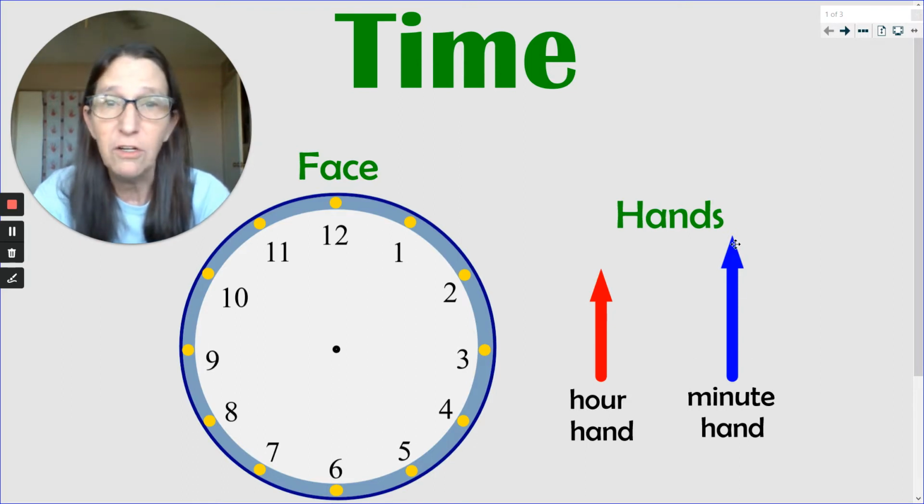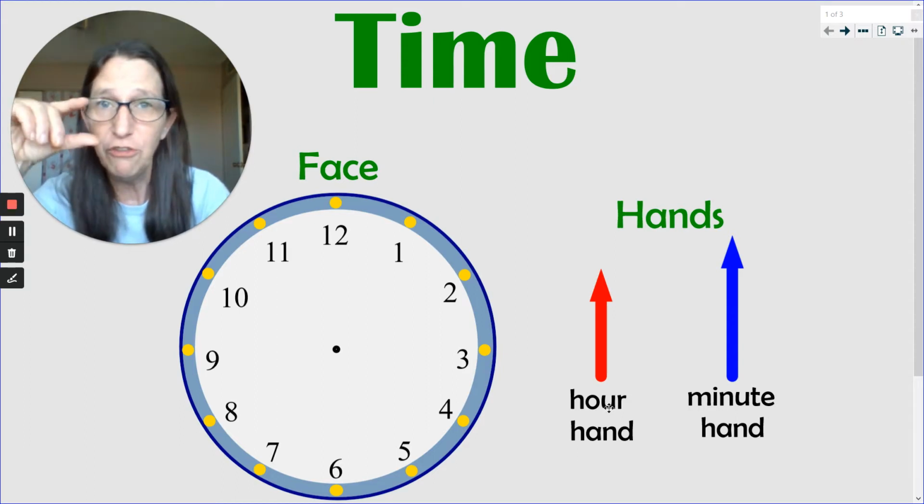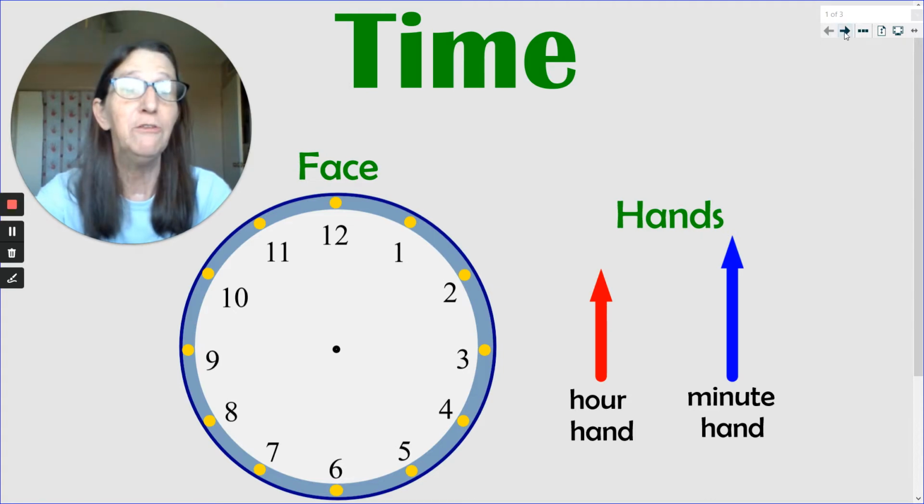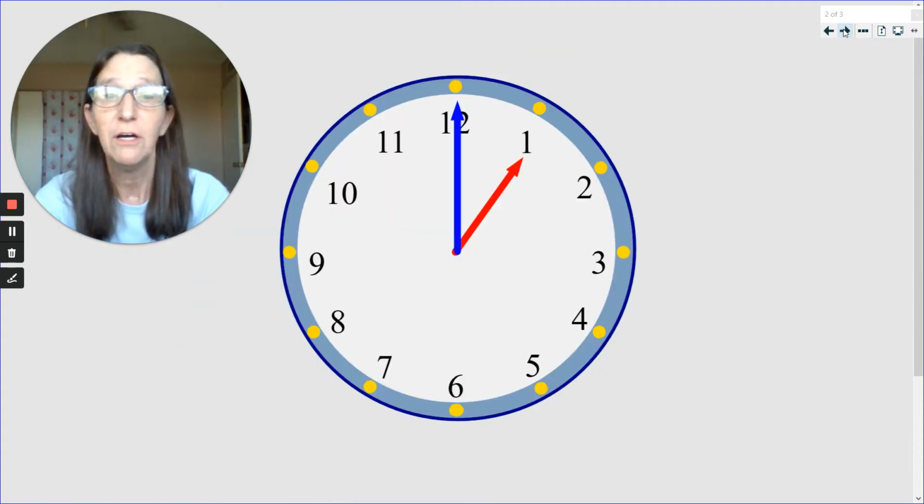The longer hand, the bigger one, is called the minute hand. And I'm going to show you in just a minute why they're called that way, okay? So we have an hour hand, which is short, and we have a minute hand, which is long, okay? You've probably seen them on clocks that look like this. Notice the hour hand is the short one, and the long hand, that's the minute hand. So we have minute hand, hour hand. And let me show you why they're called that way.